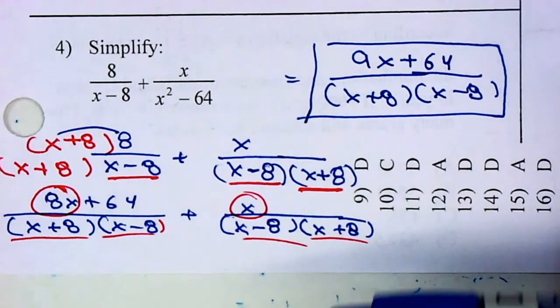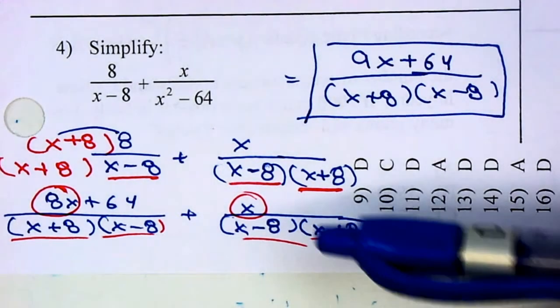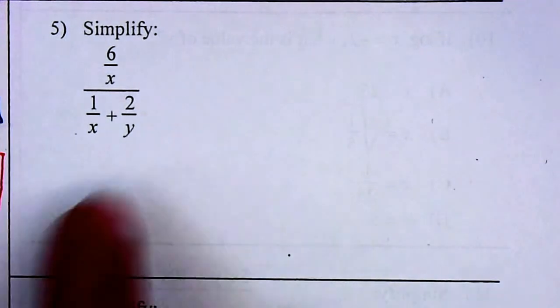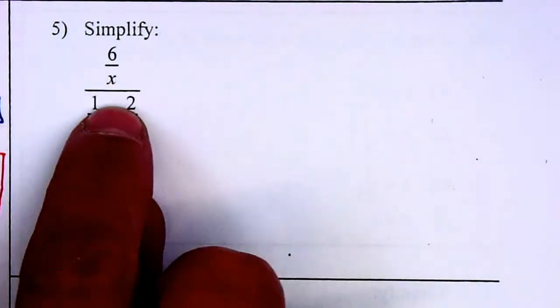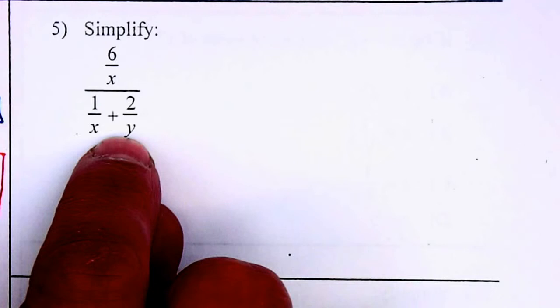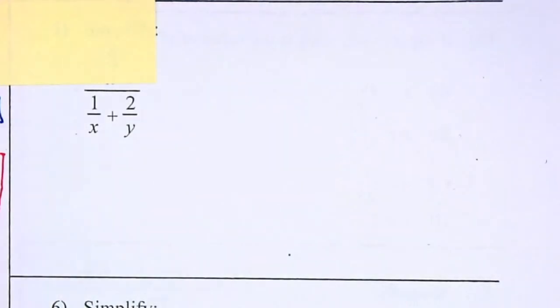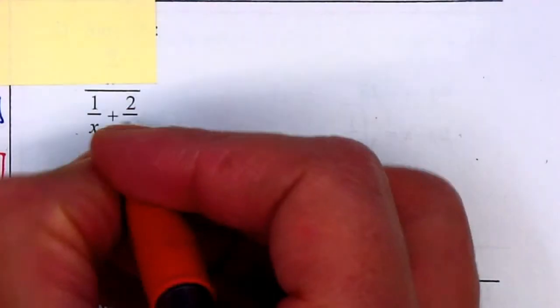Now, let's continue to problem number 5. When you first see problem number 5, it looks pretty difficult. Now, I notice that I have a fraction over two fractions. I want to be able to simplify the denominator first. So I'm going to simplify this out.